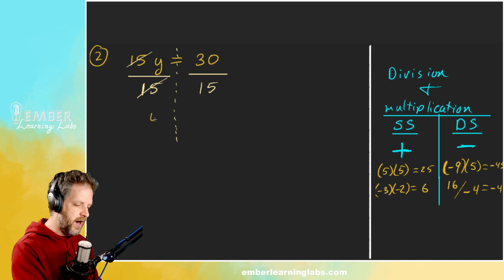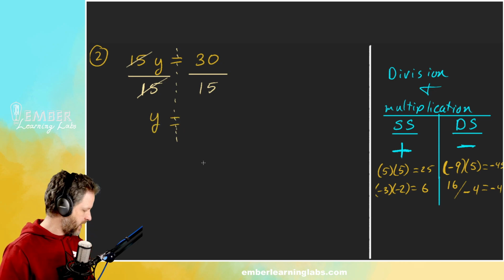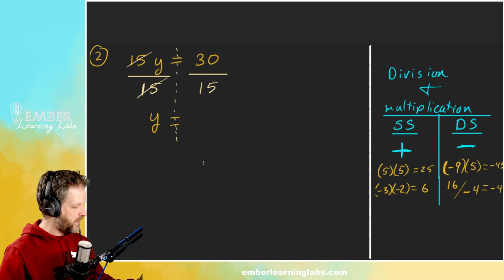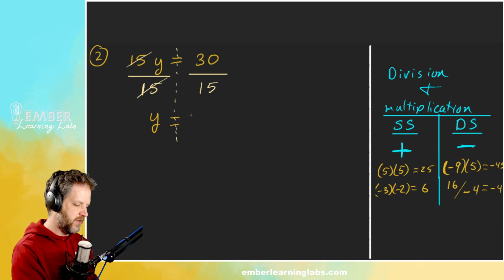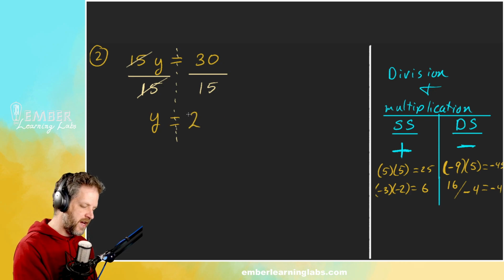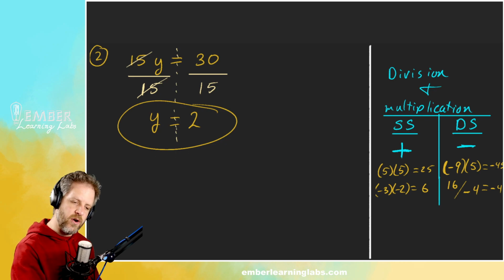So we've just got y left over here. And then what's 30 divided by 15? Remember, you can use your scratch paper if you need to. 2. It is 2. And it's positive 2 because we've got the same sign, right? That's right.